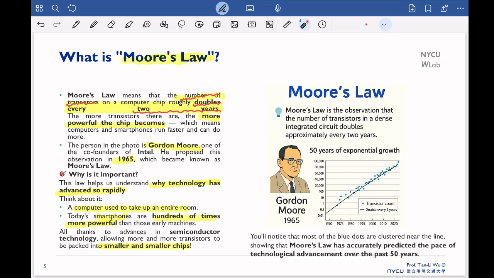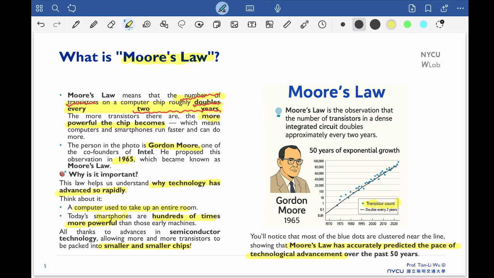And then he proposed this, and you can see that this is a graph comparing Moore's law versus the real transistor count here. These blue dots are the real transistor count, and this black line is the prediction coming from Moore's law. So we can see that Moore's law has accurately predicted the path of technological advancement over the past 50 years.